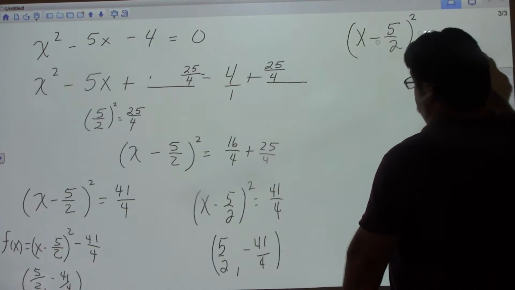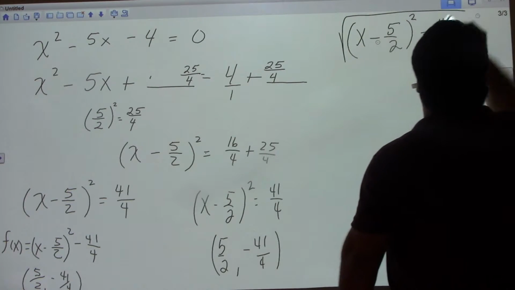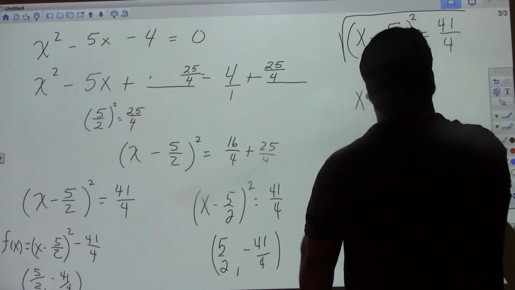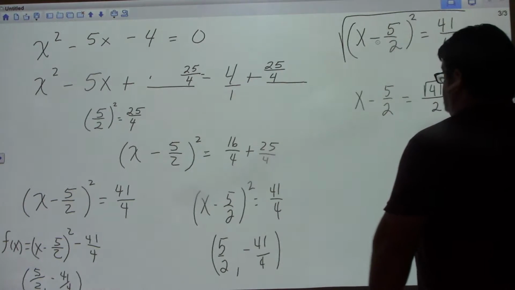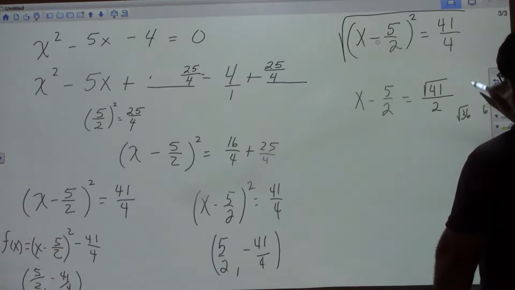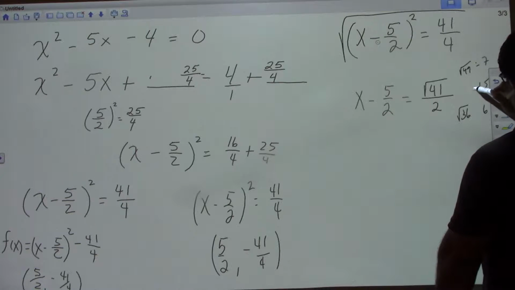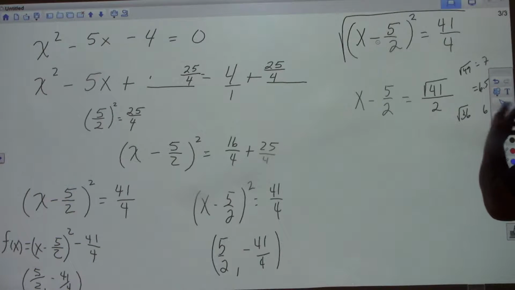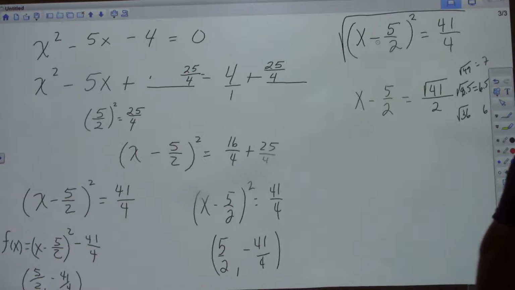Squared is equal to 41 over 4. And now we're going to solve it. X minus 5 halves is equal to the square root of 41 over 2. The square root of 41, well, the square root of 36 is 6. The square root of 49 is 7. 6.5 is in the middle. So 36 to 49 is what, 13? Half of 13 is 6.5, so that'd be 42.5. So I say 41 is probably 6.4.